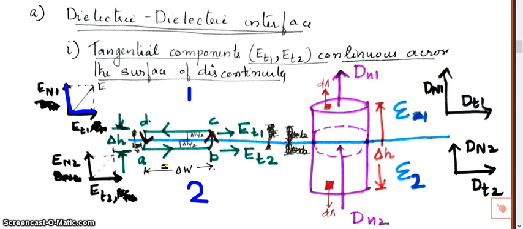Now, in order to find out the condition of ET1 and ET2, I am placing a small closed surface A, B, C, D across the boundary of this dielectric medium. AB has a length of del W, BC is of height del H, CD is del W and DA is del H. This is a symmetric closed surface, and we are assuming that half of BC lies in the first medium and the remaining half in the second medium. Similarly, half of AD lies in the first medium and the remaining in the second medium. Similarly, CD lies in the first medium and AB in the second medium.